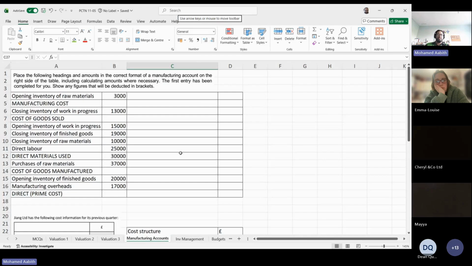The question, here you go, there's a question. They're giving you some numbers and you have to redraft it. In the exam, they used to give it that way. Now they have changed it. I'll go through that in a minute. So let's start with it.